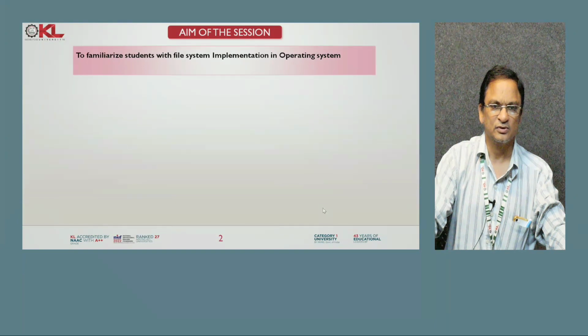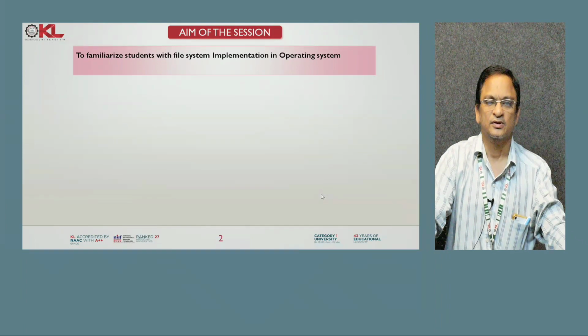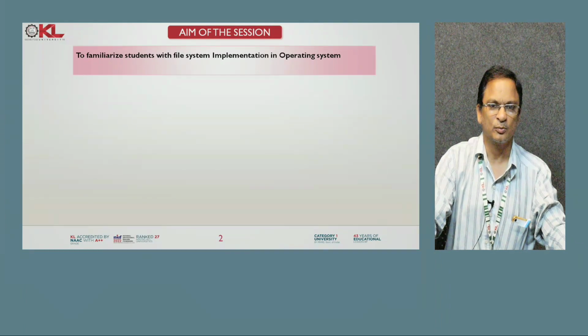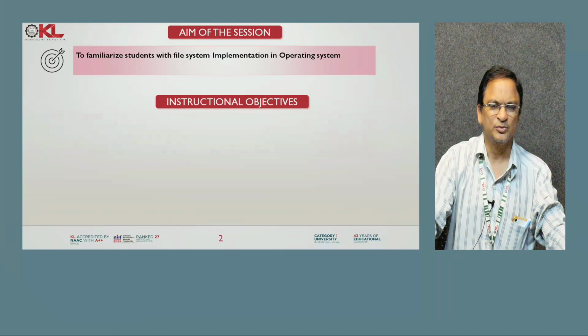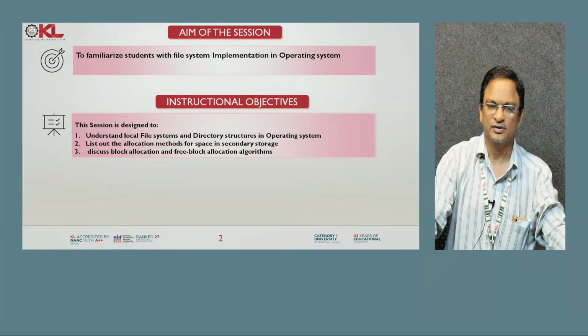The main aim of this session is to familiarize the students with the file system implementation in operating system, and the objectives are to understand the local file system and directory structures in operating system, and list out the allocation methods for space in secondary storage, and discuss the block allocation and free block allocation algorithms for the space retrieval as well as the space to be allocated to the files.